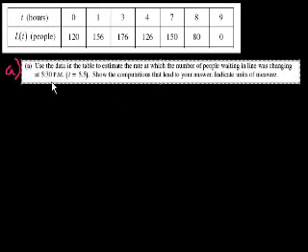You probably can't read it, but it says use the data in the table to estimate the rate at which the number of people waiting in line was changing at 5:30 p.m. So they don't give us any data on 5:30 p.m. They give us 4 p.m. and 7 p.m., or t equals 4 and t equals 7, and 5:30 is t equals 5.5, right? Show the computations that lead to your answer. Indicate the units of measure. So what do they want to know?